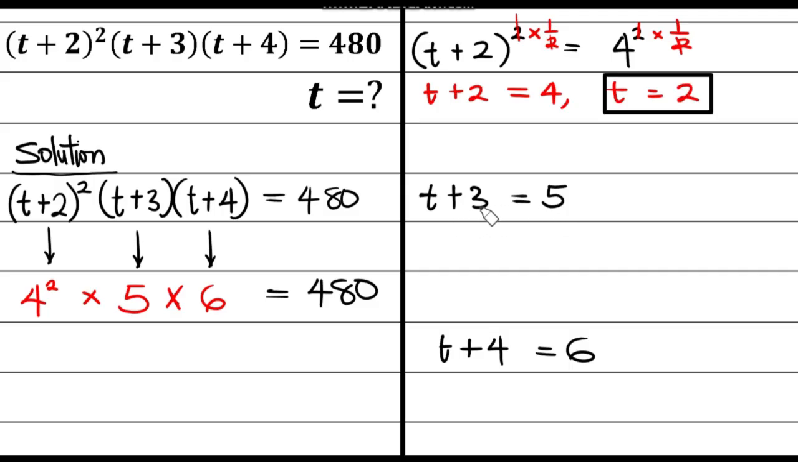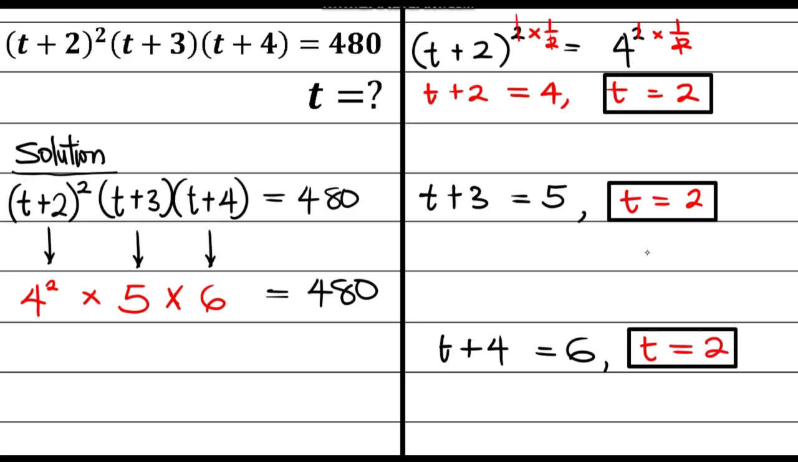And at the same time here, if I subtract 3 from both sides of the equation, I have t equals 2 also. If I should check the last one also, if I subtract 4 from both sides of the equation, at the end of the day, t is still the same, 2. Therefore, t is definitely 2, my final answer.